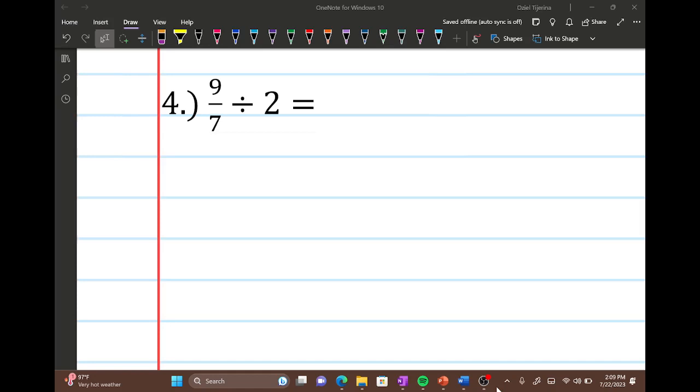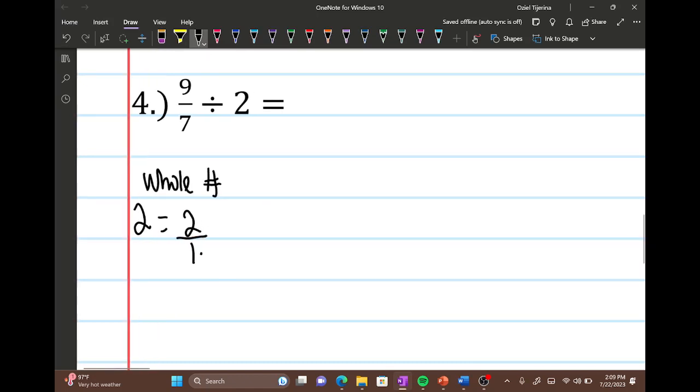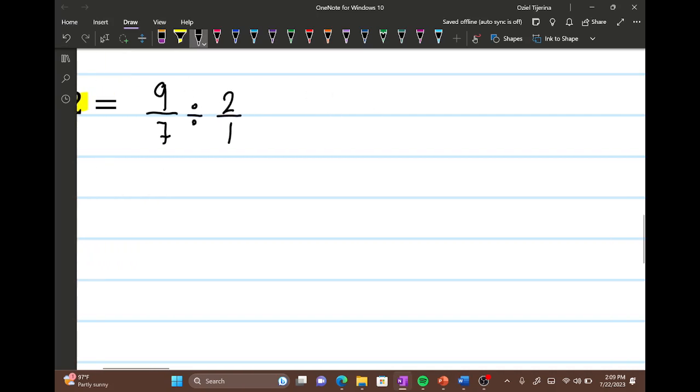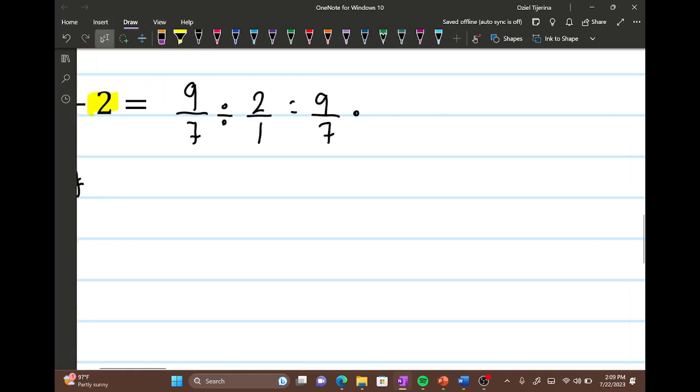Okay, guys, so now let's go ahead and look at this one. Now this one's kind of special, it looks tricky, right? But if you know that a whole number can be written as a fraction over 1. So 2 can be written as 2 over 1. So we can put that in for this, and so we are going to have 9 over 7 divided by 2 over 1. And it's basically the same idea. We're going to do 9 over 7 times 1 over 2.